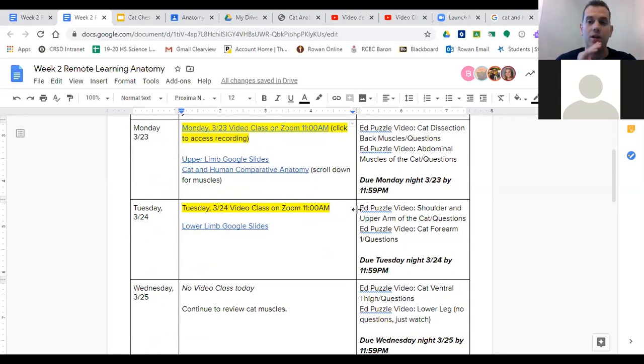Now, when we go back to school, whenever that may be, I do hope to actually do the cat dissection, but if it happens that we don't end up going back to school at all, then obviously this would have to suffice in terms of the cat dissection, unfortunately.